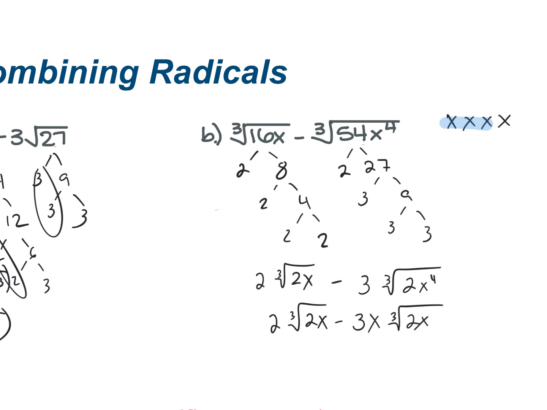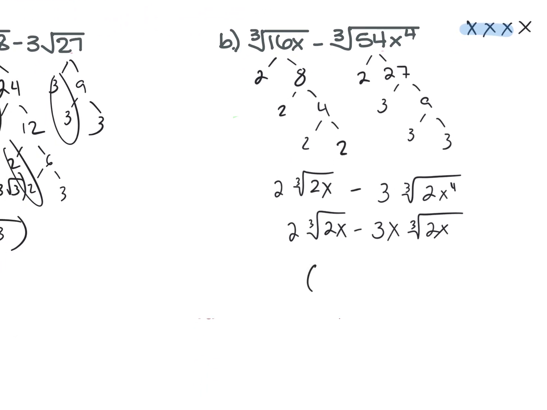Again, they match. They have the same index. They have the same radical underneath it. So I can go ahead and combine them. You can write them as 2 minus 3x and then the cube root of 2x. Now, since you can't really combine the 2 and the negative 3x, you're okay with writing it like this, or you can leave it like this. Either way is fine, as you can't really simplify anything anymore.